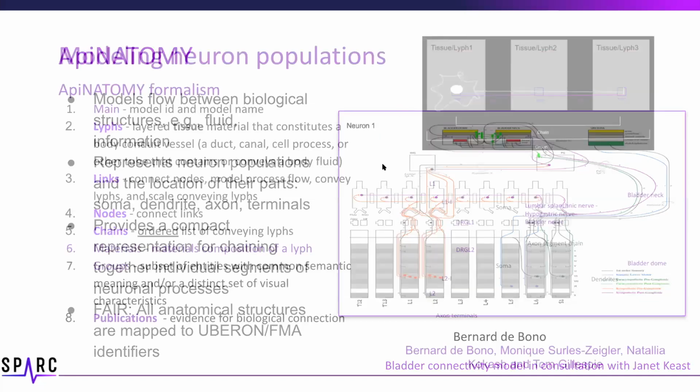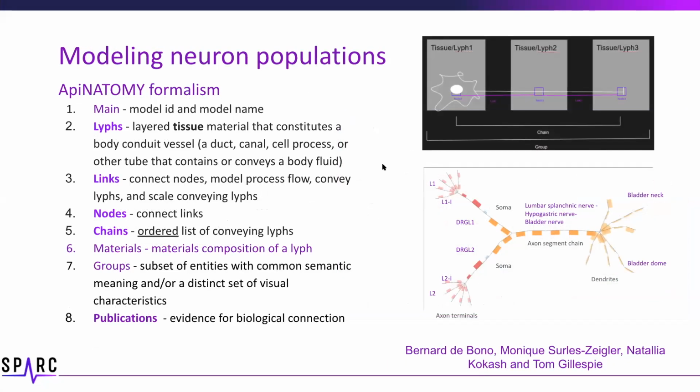So let's go a little bit into detail on ApiNATOMY. Of course, I'm not the expert on this, but Bernard de Bono is, and he is here today if you have any questions. At a high level, the ApiNATOMY formalism models tissues and their relationships through a series of entities called lyphs, which can basically be thought of as the tissue material, links, nodes, and chains. These allow us to define, for example, the location of a cell soma. It can be situated in a lyph, and that can be situated in a larger lyph, which might be an anatomical region.